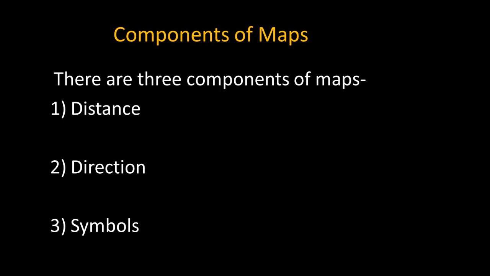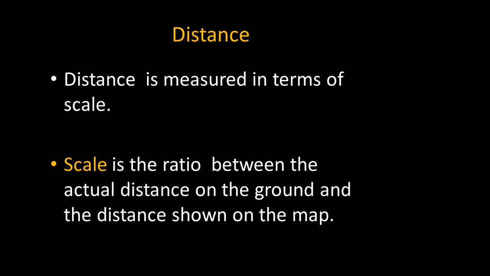There are components of a map. For making a map, we need three important components: distance, direction and symbols. Now distance. Distance is measured in terms of scale. Scale is a ratio between the actual distance on the ground and the distance shown on a map.